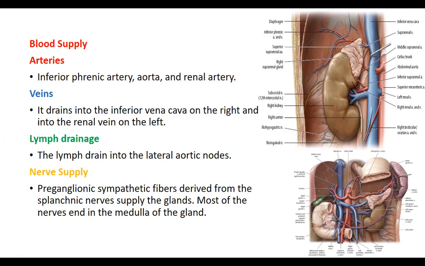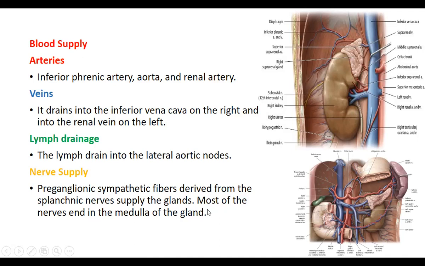Coming to the nerve supply, it is by the preganglionic sympathetic fibers derived from the splanchnic nerves, which will supply the gland. Most of the nerves end in the medulla of the gland. This is very important. Usually the nerve supply is by the postganglionic fibers, with the ganglion outside. But it is very typical that the suprarenal gland is supplied by the preganglionic sympathetic fibers, because the postganglionic fibers themselves form the medulla.